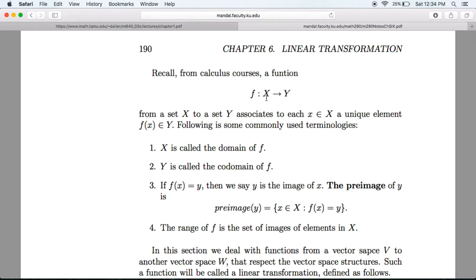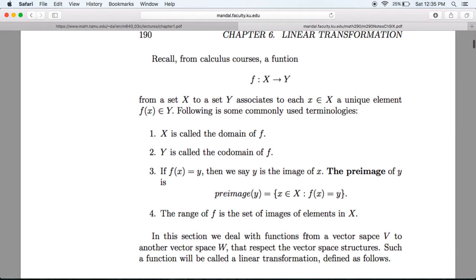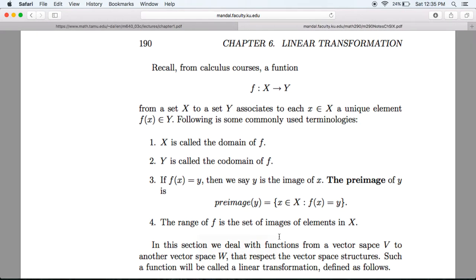Elements. So, X is called the domain of f, the function. Y is called the codomain. Elements in the domain are called pre-image. And the elements in the codomain under f are called image. And the set of all these images is called the range. These things we have seen earlier, maybe not rigorously, but we have worked with them in high school.